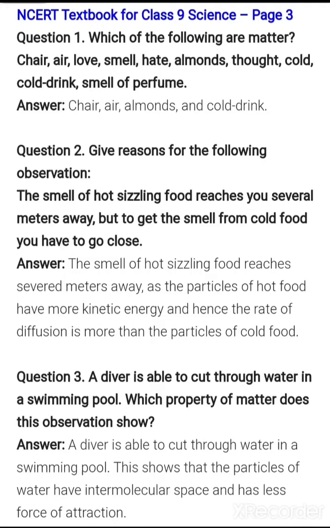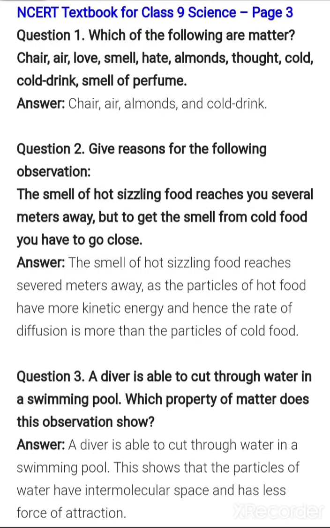The next question, question number 2. Give reason for the following observation. The smell of hot sizzling food reaches you several meters away, but to get the smell from the cold food, you have to go close. By performing activity 1.3, when we light the incense stick, we get the smell even from a distance. What we concluded in that activity is that the particles of matter are continuously moving, and when the temperature is greater, there will be a greater movement of these particles.